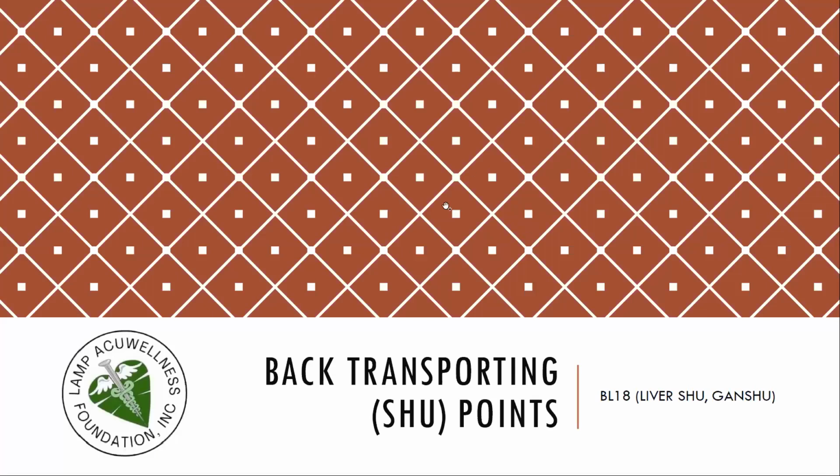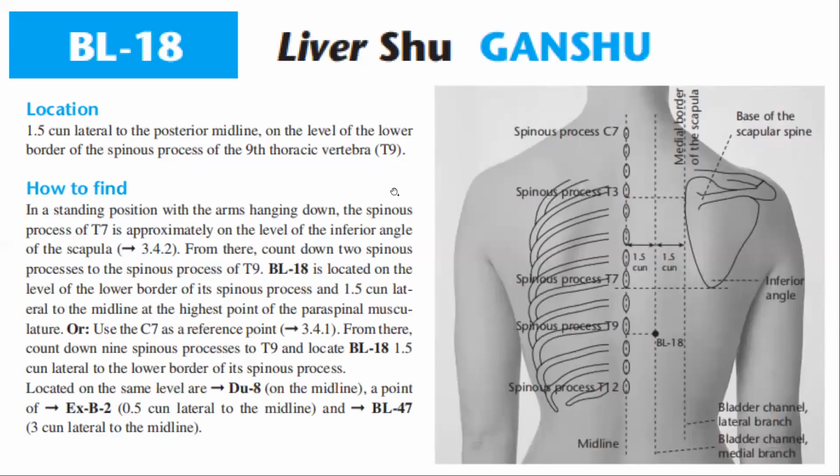Now we go to the back transporting points, Bladder 18, the liver shu. To locate, Bladder 18 is 1.5 cun lateral to the posterior midline, on the level of the lower border of the spinous process of the 9th thoracic vertebra, T9.